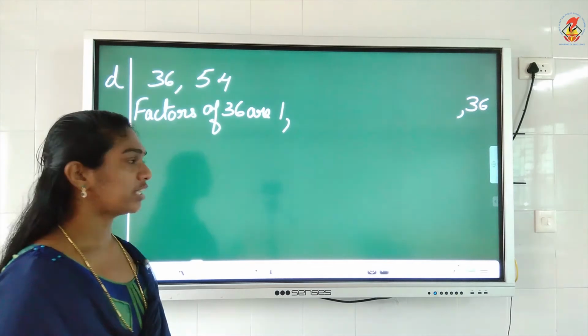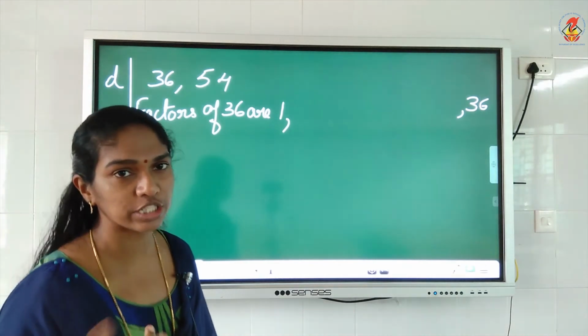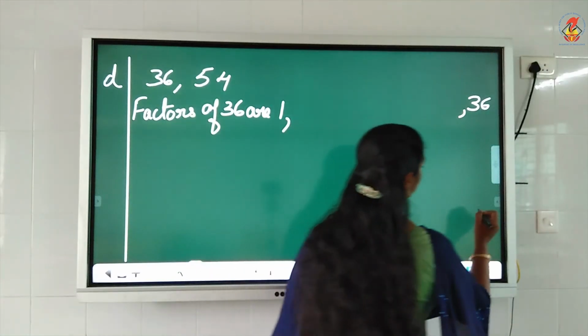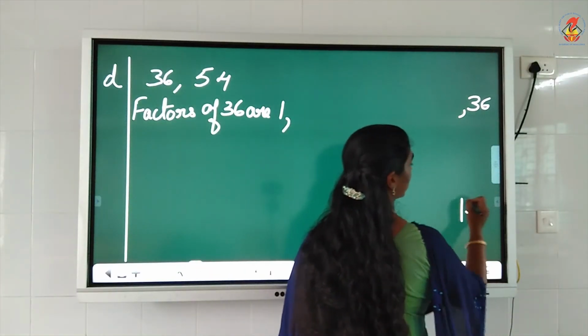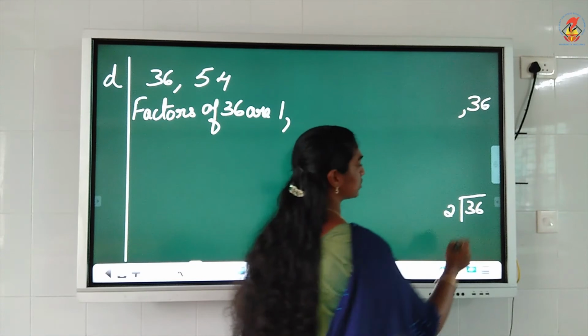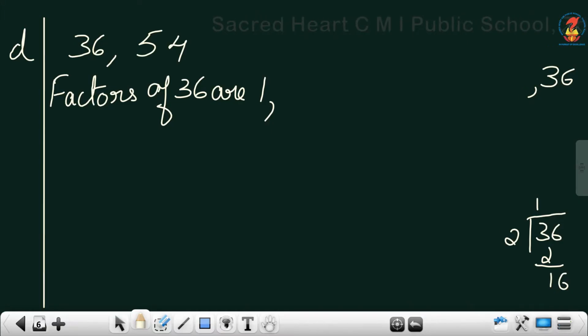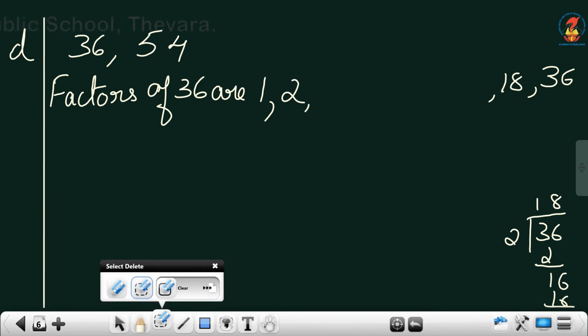Okay. Then 36 is an even number. Surely it will be there in 2's table. So if you don't know, you find out. 36 you divide with 2 in the working column. You get 2, minus, you get 1. Bring down 6, you get 16. 8 2s are 16. When you minus, you get 0. So 2 into which number gives you 36? 2 into 18 is 36. Okay, children?